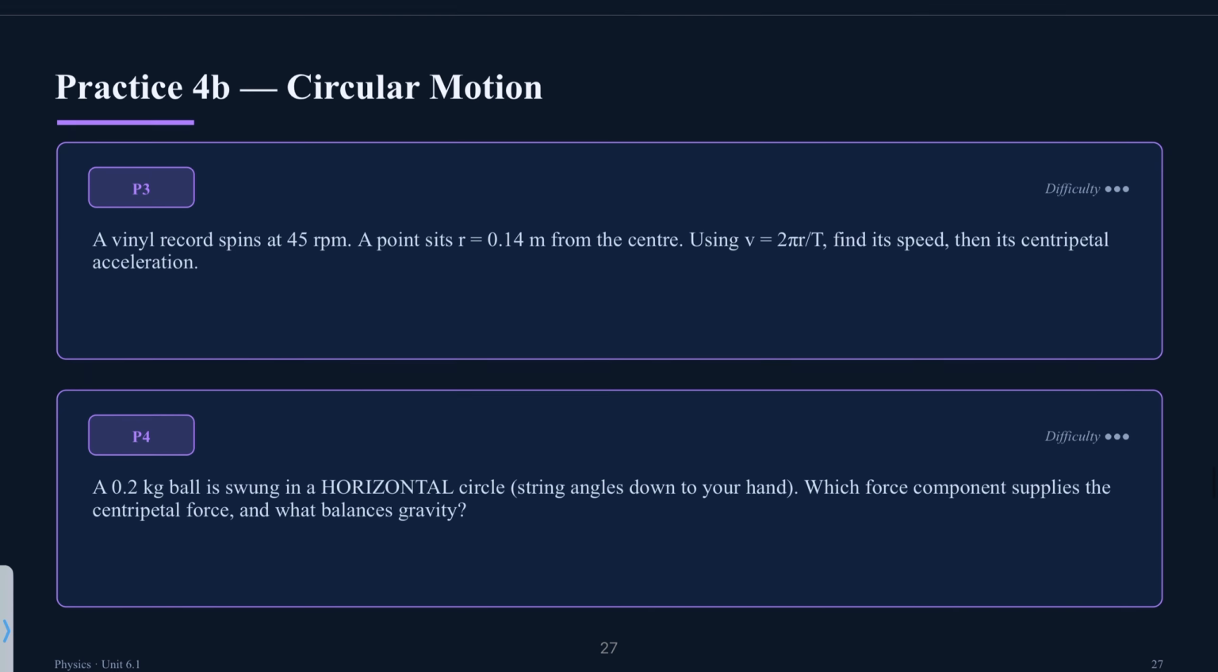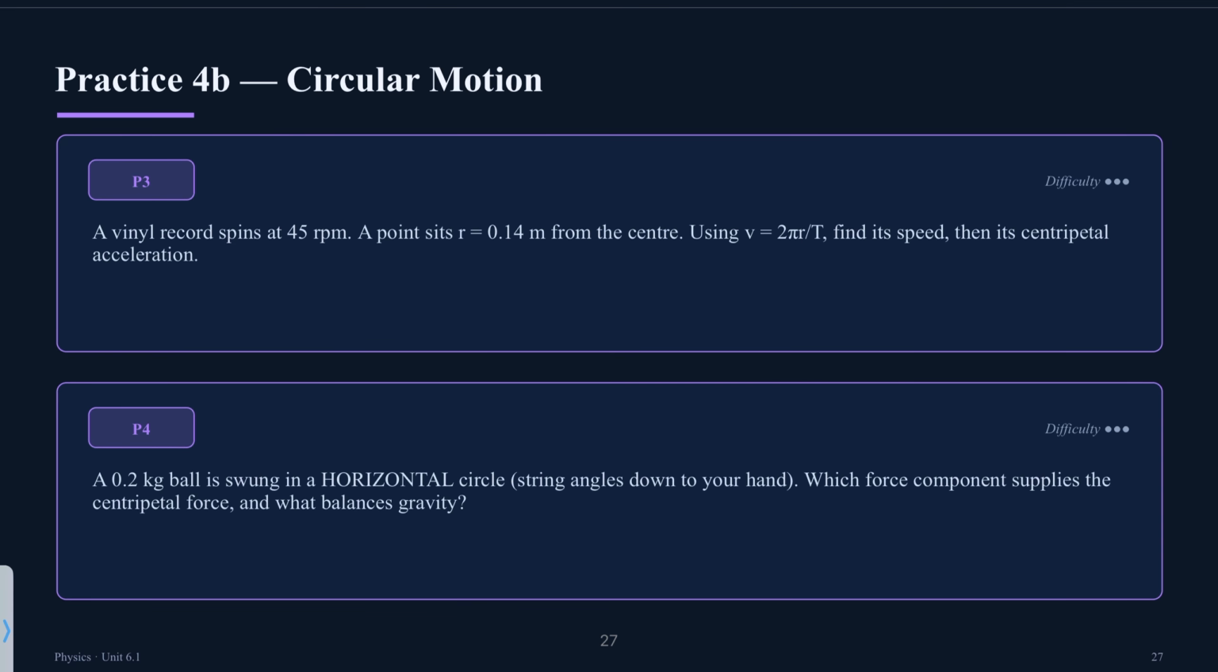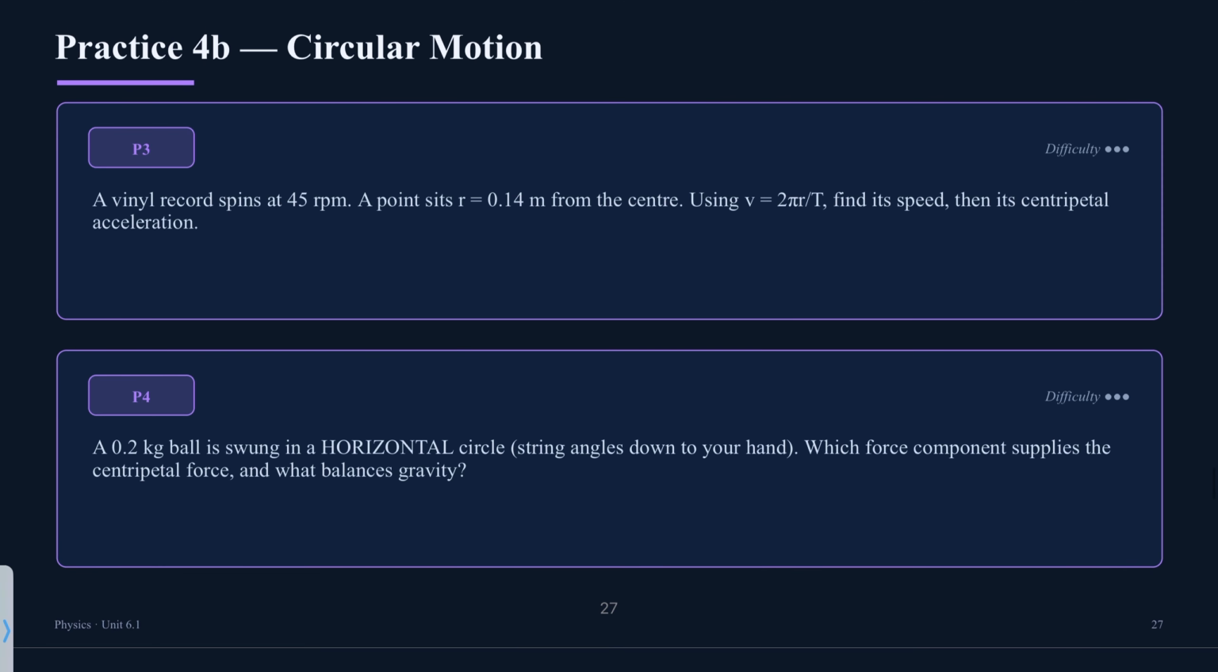All right, and then let's try one more. Actually, 2 more. A vinyl record spins at 45 revolutions per minute, sorry, per minute. Revs per minute. A point sits r is equal to 0.14 meters from the center. Using v is equal to 2 pi r over t, find the speed, then its centripetal acceleration.